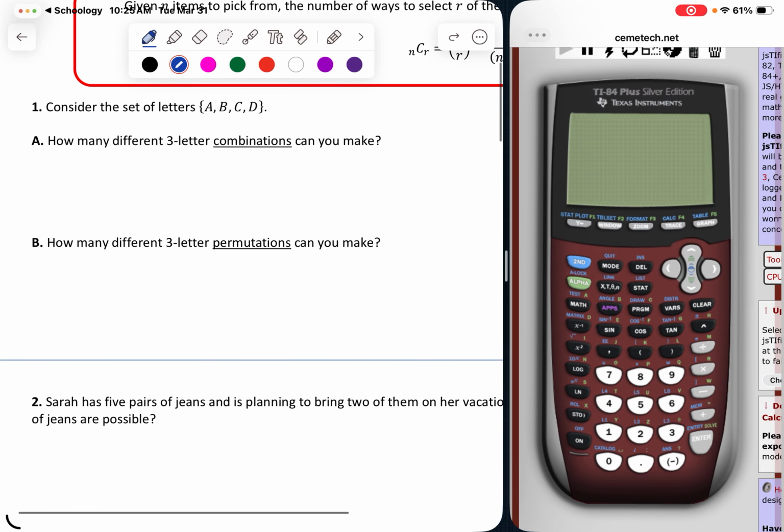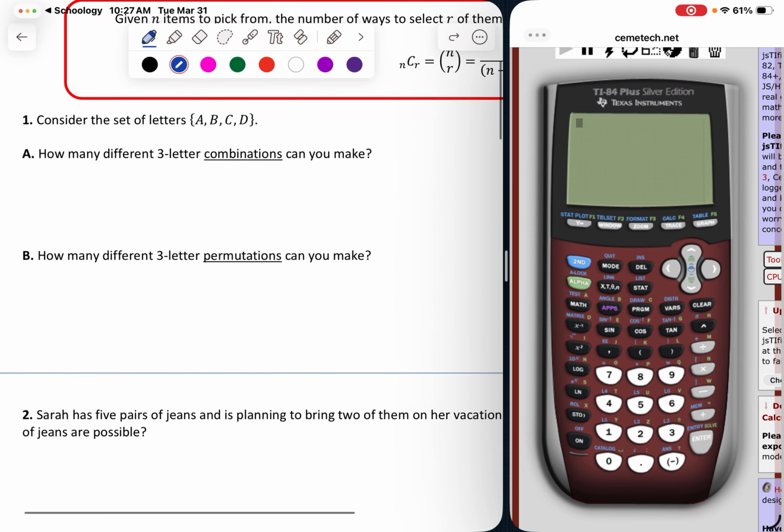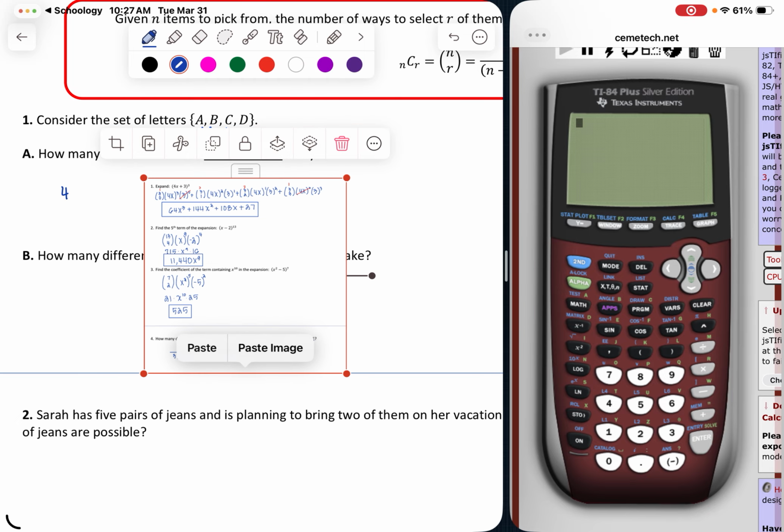All right, so let's get a straightforward example of that. Consider the letters A, B, C, D. How many different 3-letter combinations can you make? All right, so the first one is how many 3-letter combinations can you make? So this is where the order doesn't matter. So ABC and BAC would be the same thing. So in order to do that, you are going to do 4. There's the 1, 2, 3, 4 letters. And then you're making combinations, right? Because the order does not matter.